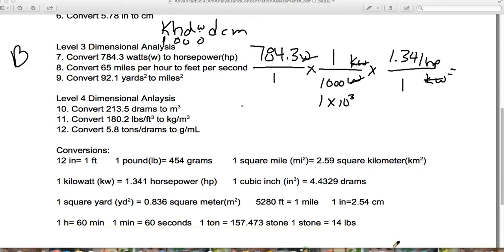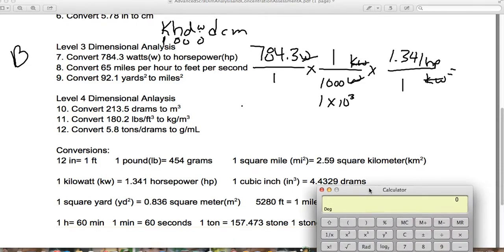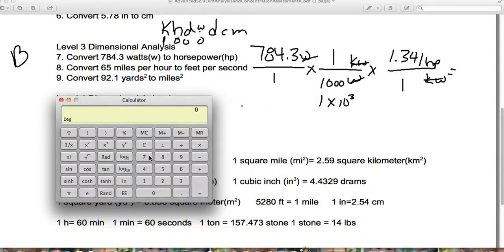So now we're going to use the calculator, and I have to find where I put mine. So I'll bring this up here. Okay, so we had 784.3 times 1.341, and then we're going to divide that by 1,000, or the 1 E 3, which means enter the exponent.